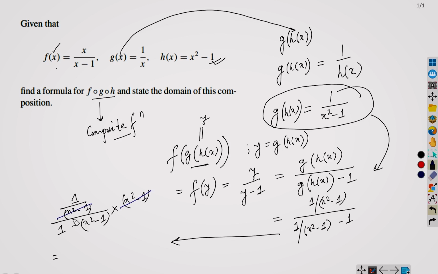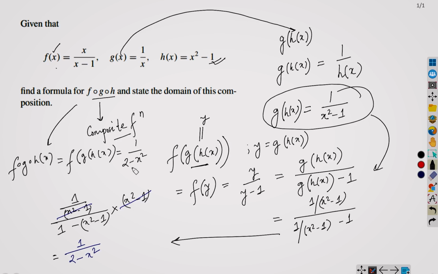And in the denominator if we simplify, we obtain 2 minus x square. So we obtain this composite function f g h x, which can also be written in this way as 1 by 2 minus x square. Let me just box this with a different color. So this is our answer.